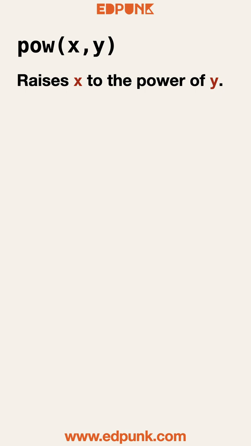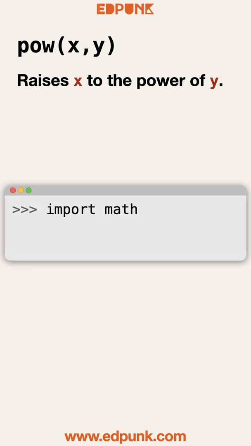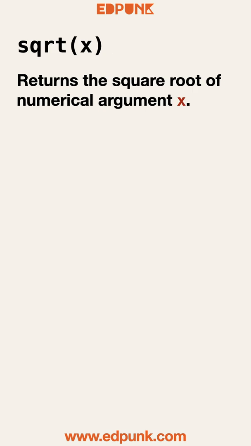The pow function accepts two numeric arguments x and y and returns the result x raised to the power of y. For example, let us import the math module. Now execute math.pow 5, 2. 5 to the power of 2 is 25.0, which is returned by the function. Moving on to the next function.